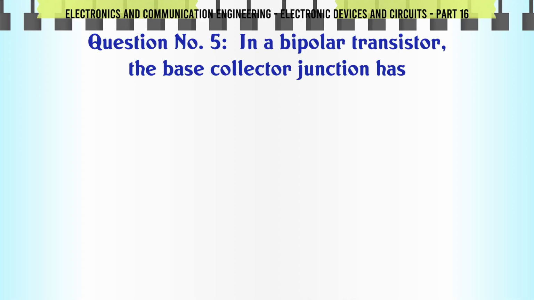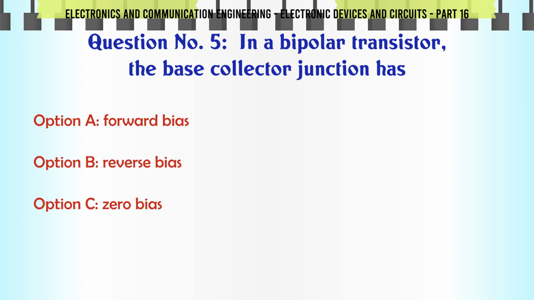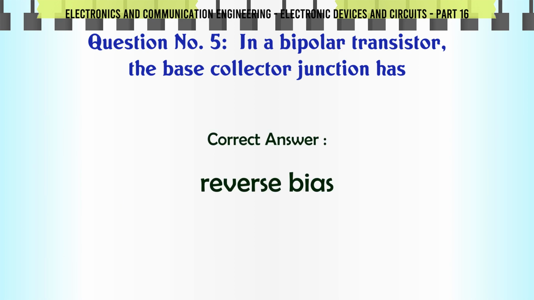In a bipolar transistor, the base collector junction has: A. Forward bias. B. Reverse bias. C. Zero bias. D. Zero or forward bias. The correct answer is reverse bias.